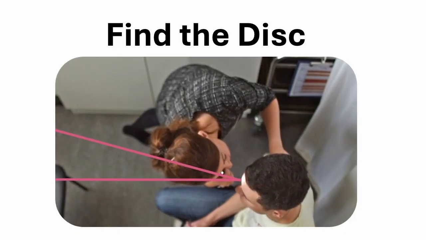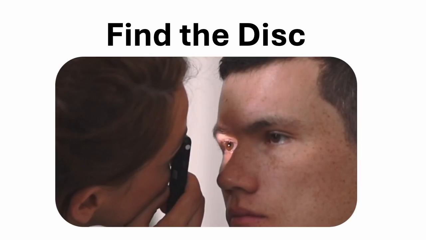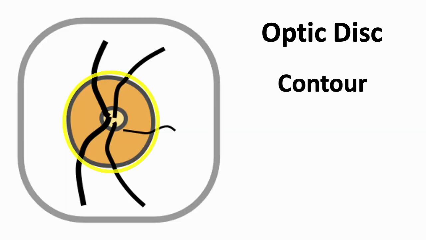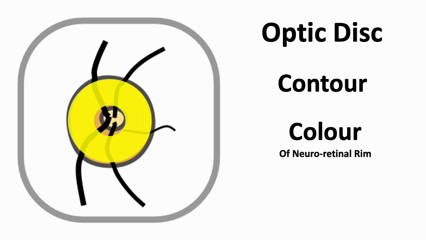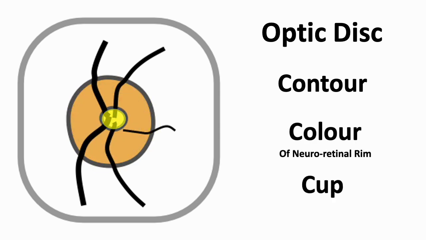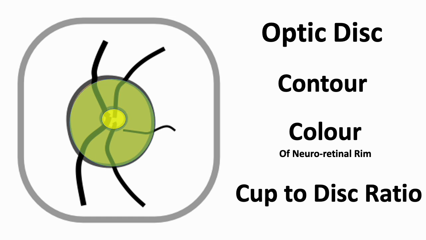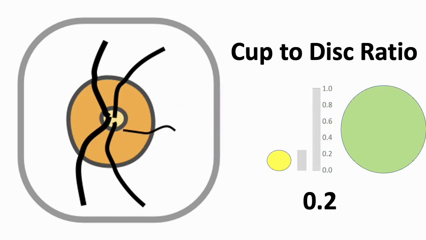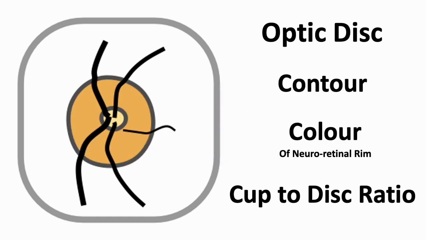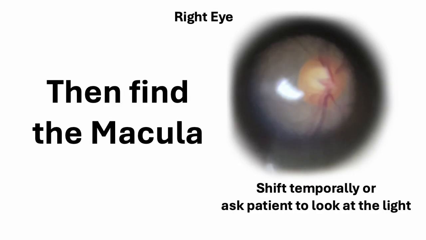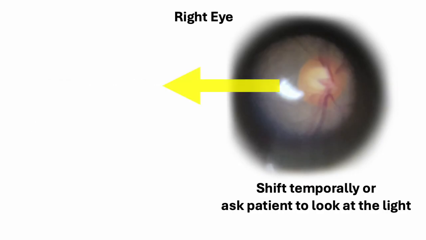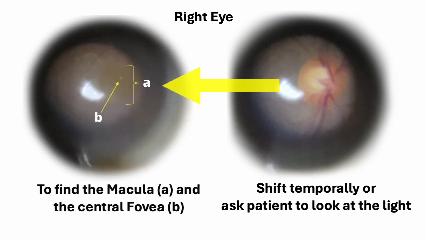To find the macula, first find the optic disc. Note its contour, colour and cup to disc ratio. Then look temporally or ask the patient to look at the light. This should bring the macula into view. If not dilated, the pupil will constrict and the view will be poor.